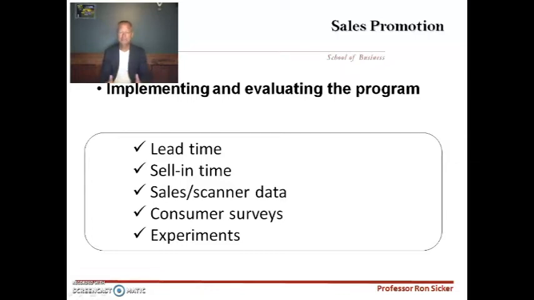Are you going to collect data through sales and scanners? Are you going to have consumer surveys? How are you going to know whether the sales program is effective? Are you going to do an experiment? Are you going to roll it out in a small market first and then roll it out later into a larger market? So all of those things are what you have to consider when doing a sales promotion.